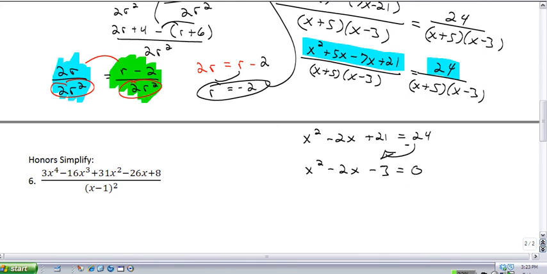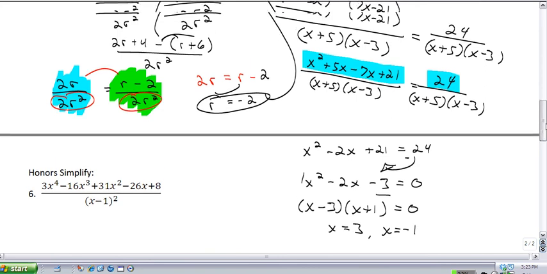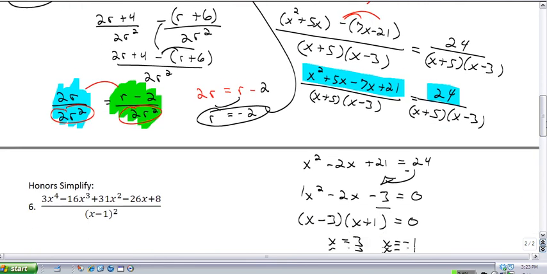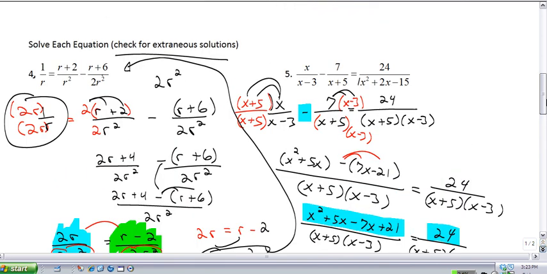I've got a quadratic equation. When I solve it, I do the quadratic formula or factor it if it's possible. This guy is factorable. What multiplies to negative 3 and adds to negative 2? That would be negative 3 and 1. So x minus 3, x plus 1. So your solutions would be x equals 3, x equals negative 1. In your last step, you'd go back and plug those into your original. So what do we say? x equals 3, x equals negative 1.